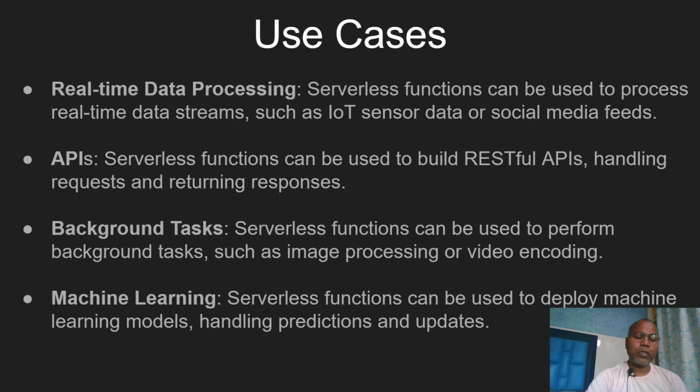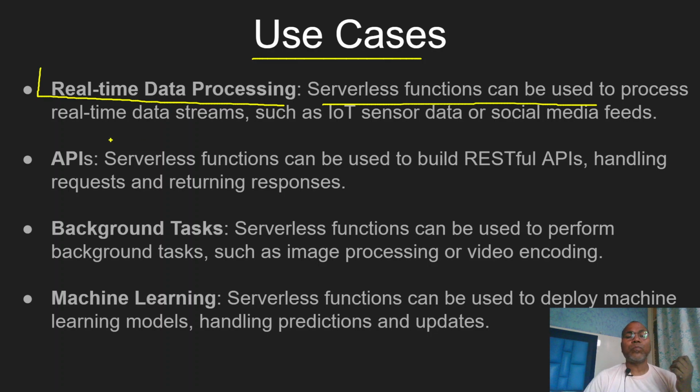Okay, so the use cases where you think serverless architecture is a very good fit. Generally, all real-time data processing applications. Serverless functions can be used to process real-time data streams such as IoT sensor devices, social media feeds, everything. Here you can introduce a small function and triggers, so that any data event generated by your IoT devices, sensors or social media, this serverless function can execute.